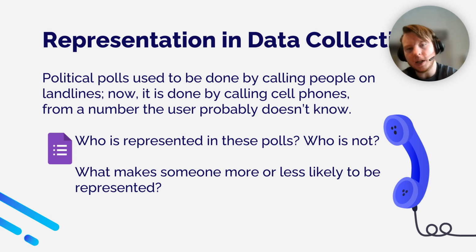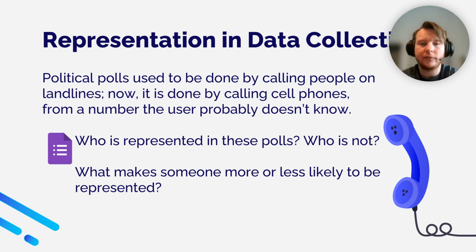Political polls used to be done by calling people on landlines. Now it's done with cell phones, which is theoretically a little better since that's what most people have. But we still think there's some issues with representation. So our first couple questions are, who is represented in these polls, who is not, and what makes someone more or less likely to be represented?